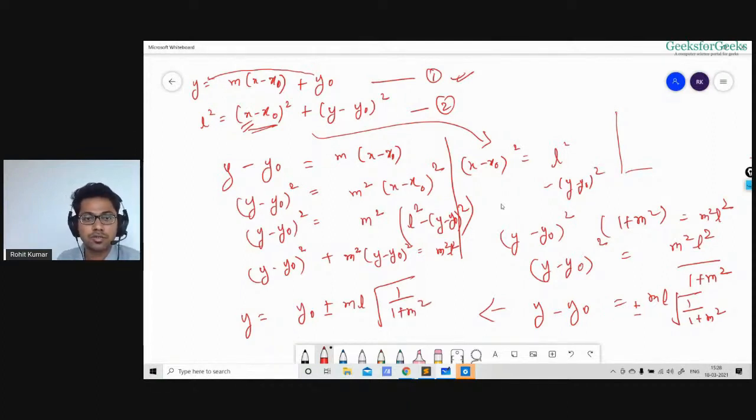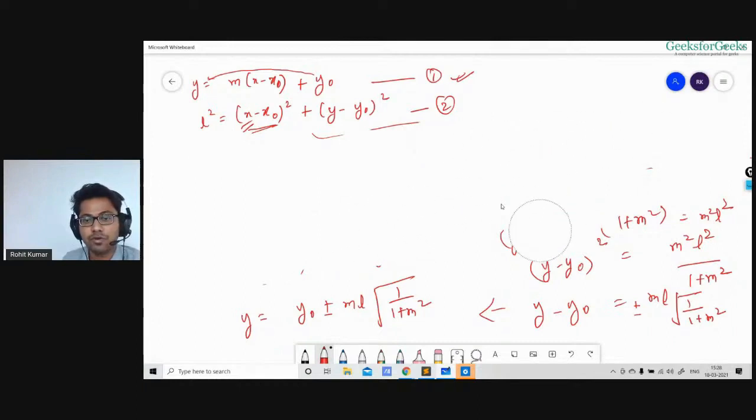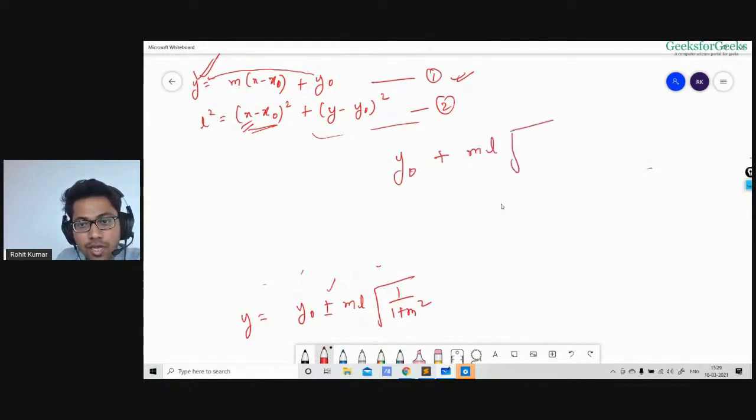Great. So let me clear the screen. We have found out the formula for y. Let me substitute it in equation 1 to get the formula for x. So what will happen now? Let me first take the positive value, then the negative value. The positive value is y naught plus ml under root of 1 by 1 plus m square equals m times (x minus x naught) plus y naught, right?